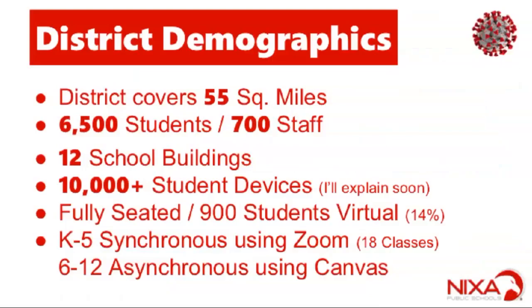And so, as a few district demographics, we're about 55 square miles, which isn't large but isn't small. We have 6,500 students and about 700 staff. We span 12 school buildings, and when I say that, that's educational buildings, which doesn't include any of our other support buildings. You might ask, why would you have 10,000 student devices for 6,500 students? I'll explain that here in just a second.